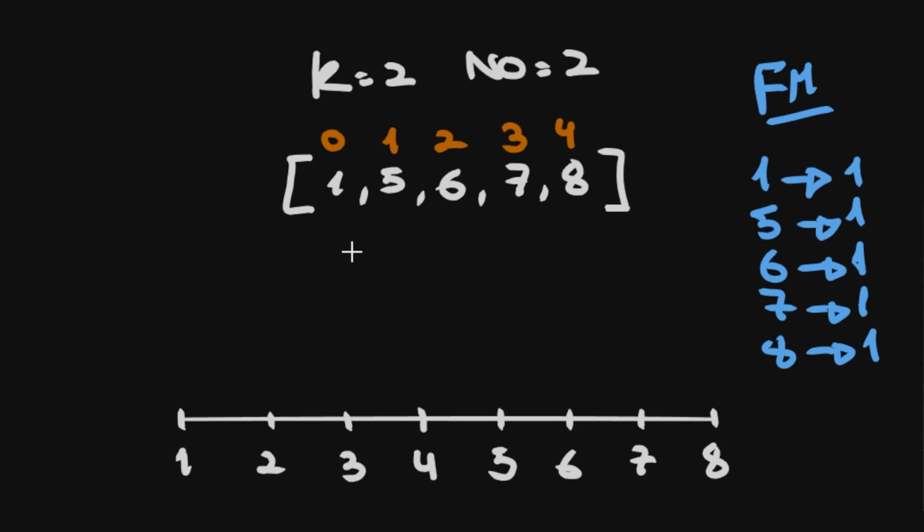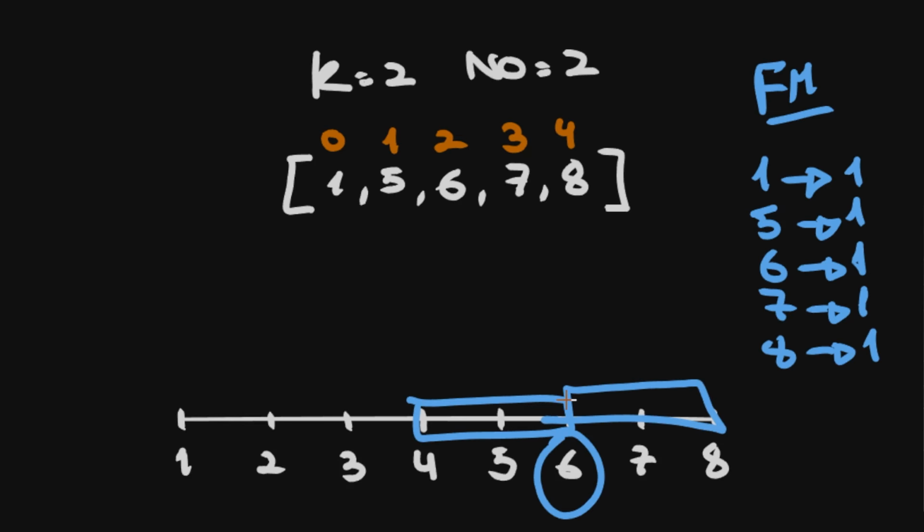And something I forgot to mention is that we need to sort this. This is very important. So let's say we pick 6 as a target again. We can reach 4 and 8. And what this represents up here is we can reach all of these numbers.